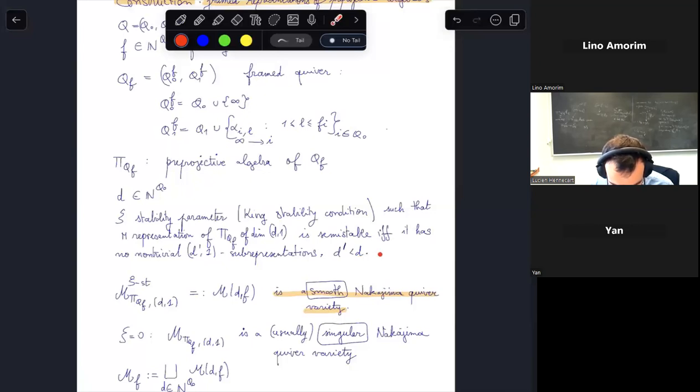So I'm a bit confused because it's not clear is it a definition or it's a property? It's a definition. It's a definition of what? Of Nakajima quiver varieties. No, it sets that the representation of some dimension vector is semi-stable if and only if. Oh yes. What I'm saying is that you can find some stability parameter for the quiver QF. Ah, there exists some stability. Yes, sorry, I should have said, satisfying this condition. So you have a stability parameter, and then this is a description of what it means for this stability parameter.